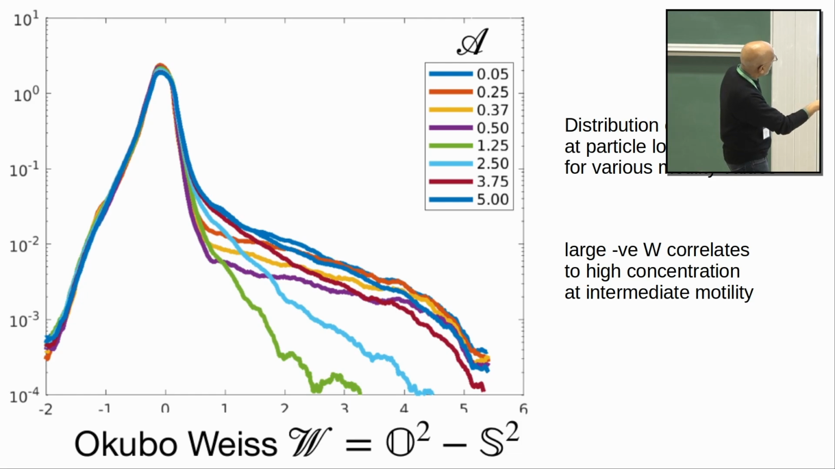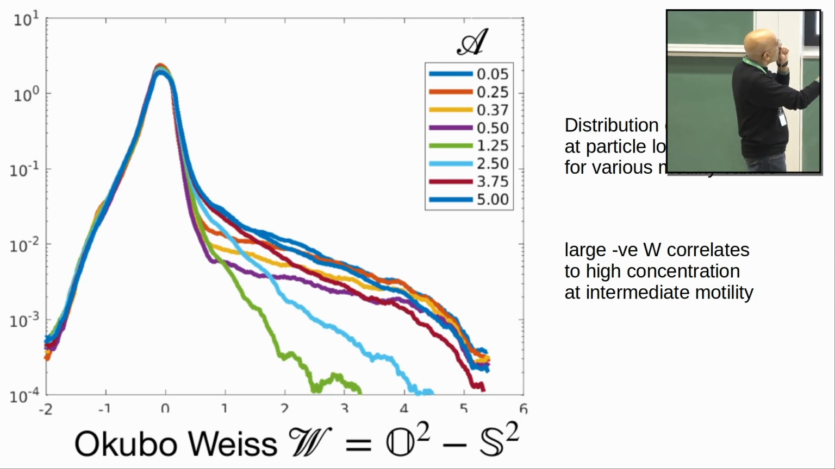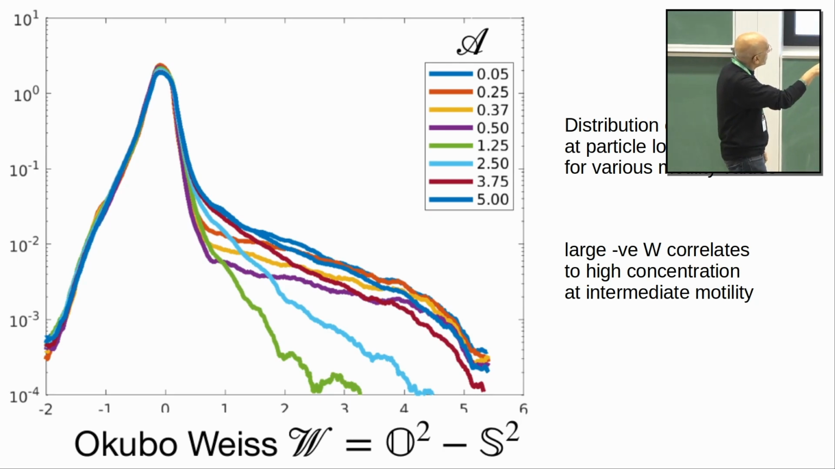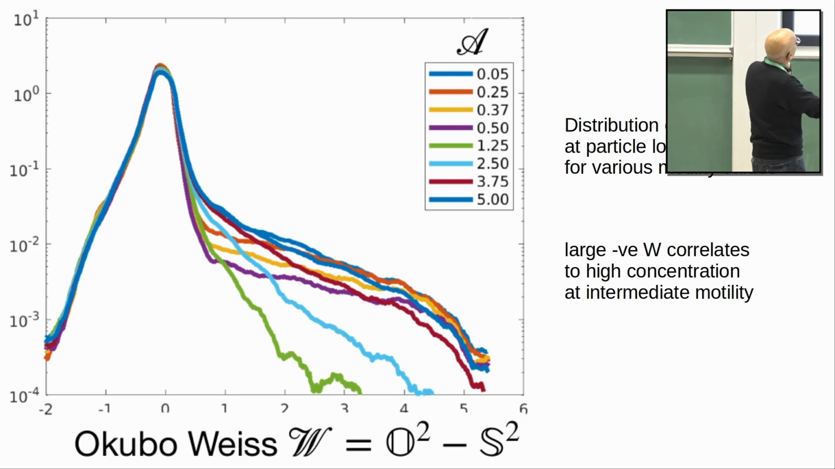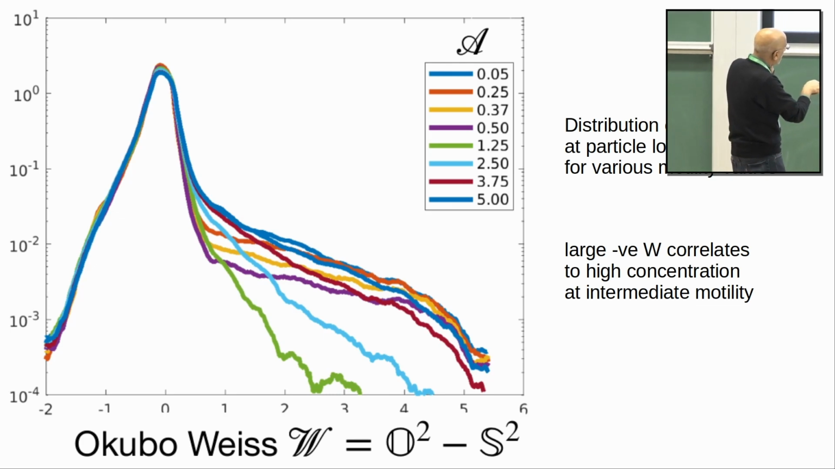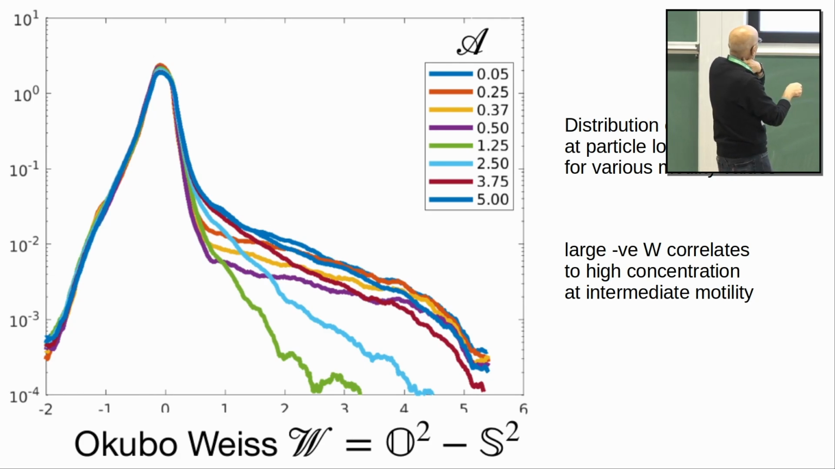You can measure this quantity. You look at the Okubo-Weiss parameter and its distribution in regions where the particle concentration is high, and what you see is that at low activity and at high activity, it has a lot of weight on the positive side. So you get accumulation in straining regions at intermediate values of self-propulsion.